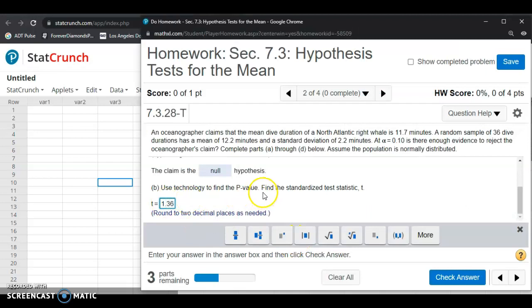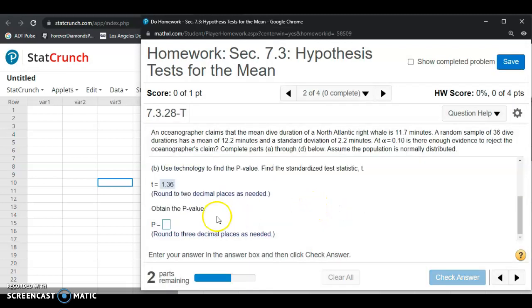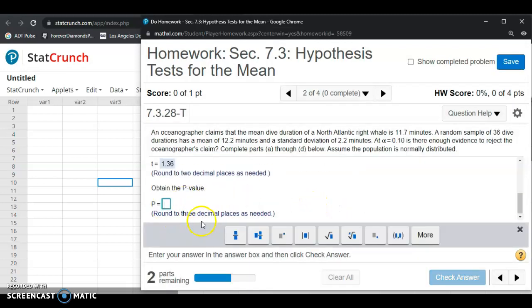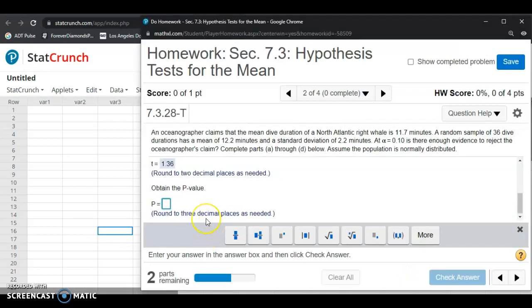So if you read the last part here, right, find the standardized test statistic, right, that's what you would input as your answer. Okay, and then we input the p-value. Okay, but it wants it rounded to 3 decimal places, which is 0.181. Okay, in this case, it wants both the test statistic and the p-value.